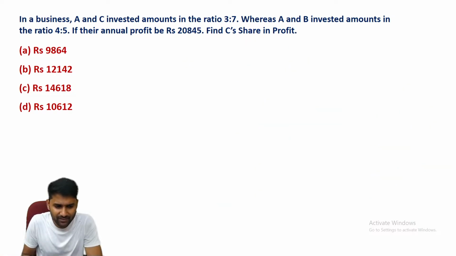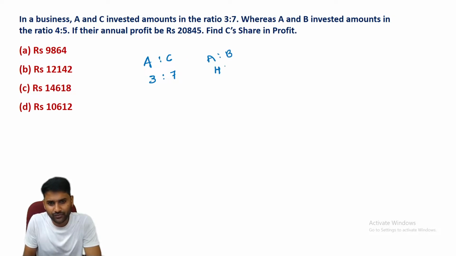Okay, guys, I just made one mistake. Let me explain again. A is to C is 3 is to 7. A is to B is 4 is to 5. Now, if you observe that A is the common element, A's position must be common. You have to multiply with 3 and you have to multiply with 4. We'll get the ABC ratio.